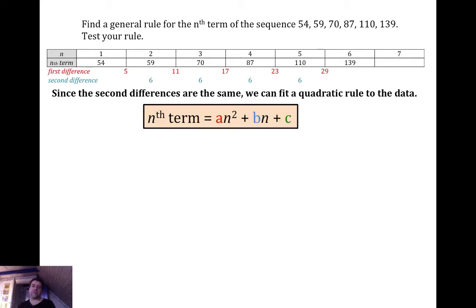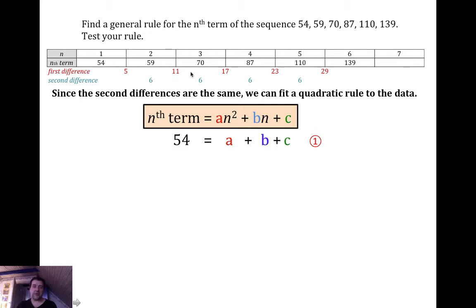So the rule takes the form that the nth term equals an squared plus bn plus c. So again, we can stick in particular nth terms and particular values of n to try and figure out what the a, b, and c are. So when n equals 1, we've got the first term, which is 54. So 54 equals a plus b plus c, because it's a times 1 squared plus b times 1 plus c on the end. So that's our equation 1.